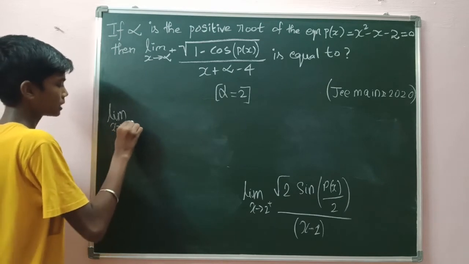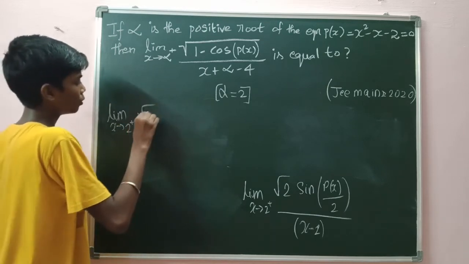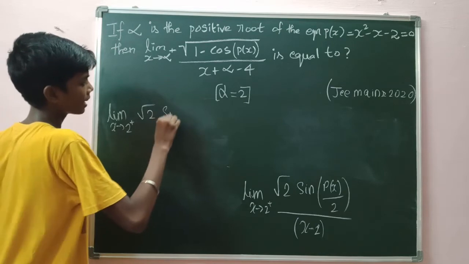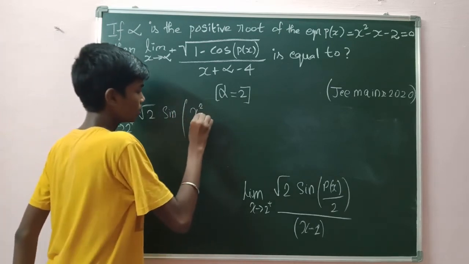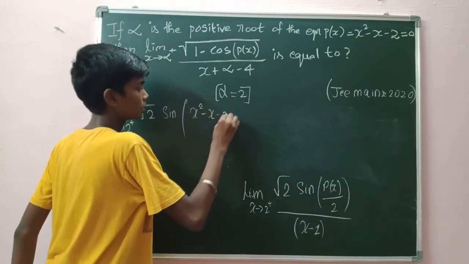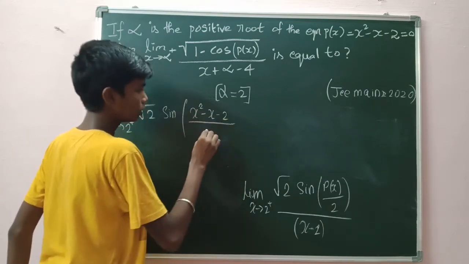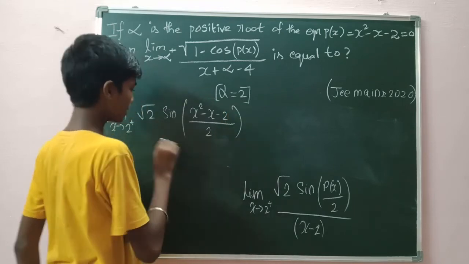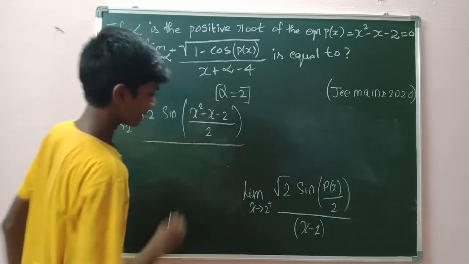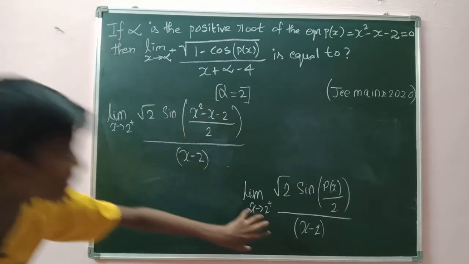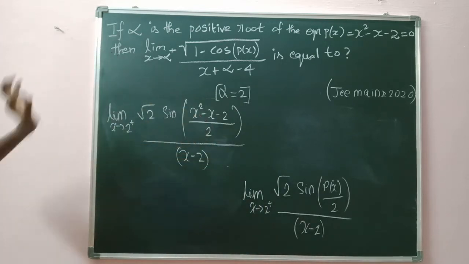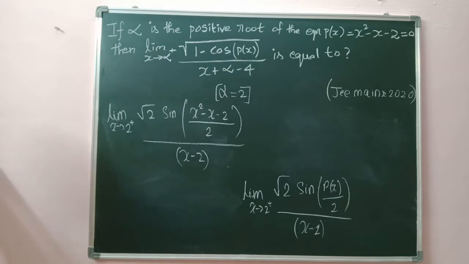Limit of x tends to 2 plus of root 2 into sine of p of x by 2, where p of x is x square minus x minus 2, then divided by the denominator x minus 2. This is something I know. This same limit I am writing here, but I am putting the value of p of x, that is x square minus x minus 2. After this it is going to be very simple.